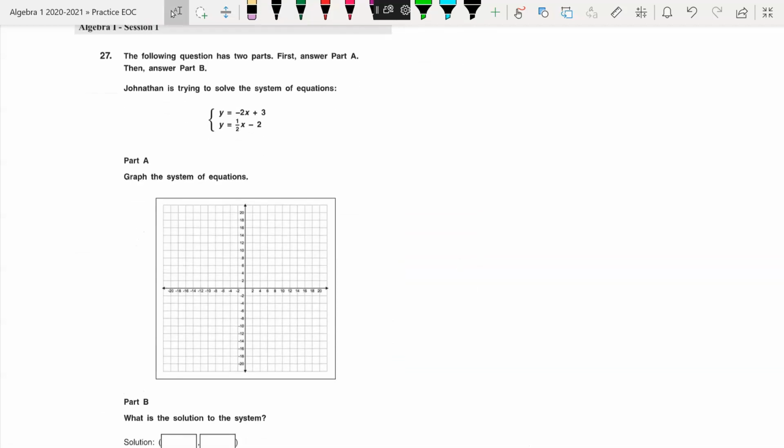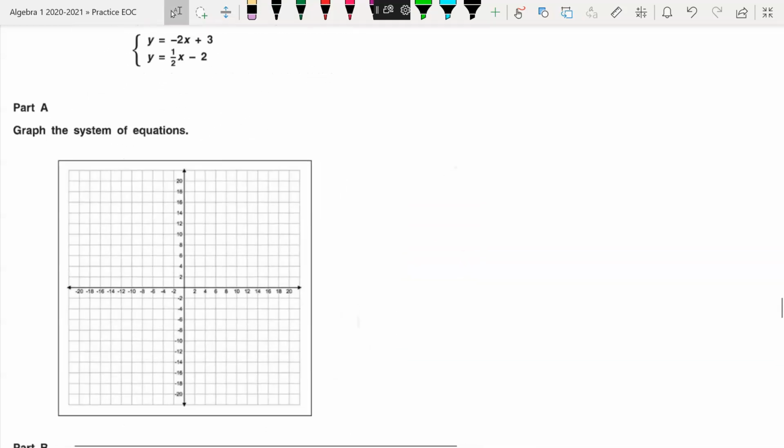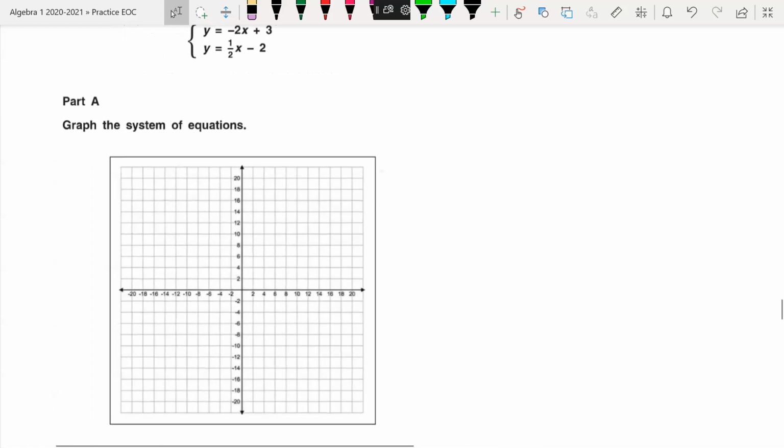27, if you graph it, don't forget you start with your y-intercept. So we're going to graph this first line, y equals negative 2x plus 3. So I start at positive 3 on the y-axis. That's my y-intercept. Negative 2 over 1 is my slope. So I'm going to go down 2, right 1, down 2, right 1. Notice they're counting by 2, so you have to be careful when you're graphing this.